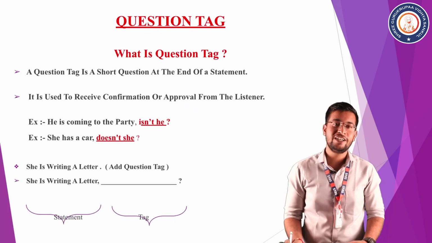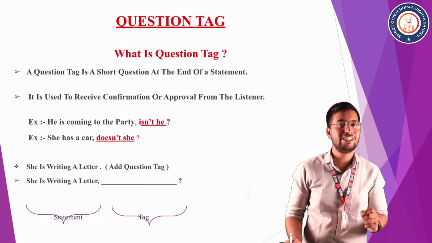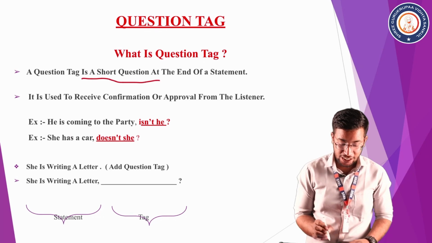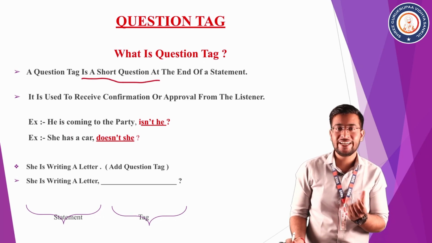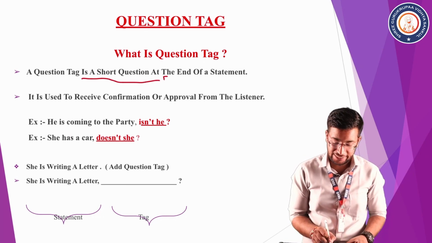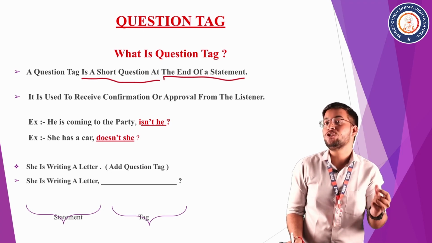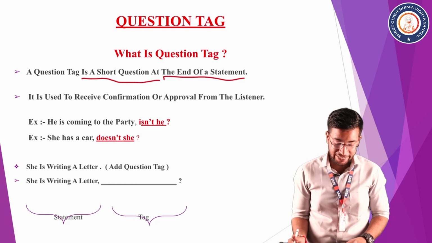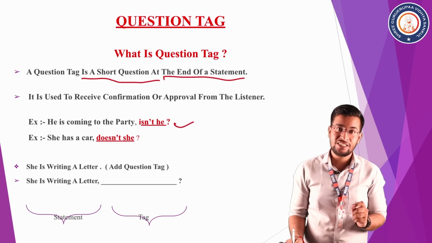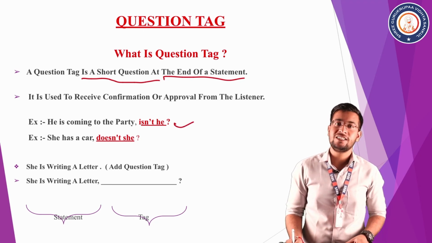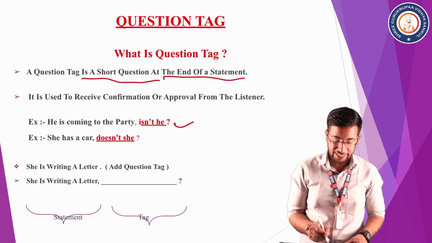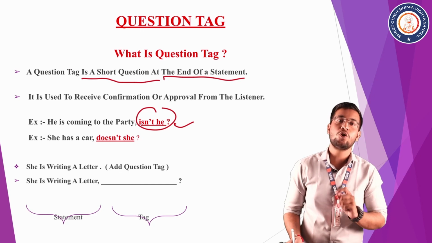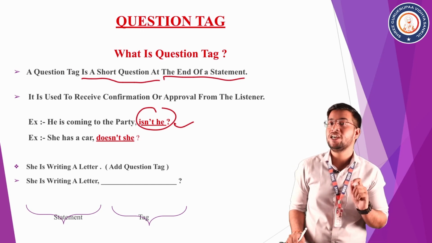Now let's first understand, dear students, what is the meaning of question tag and why do we study question tag. So question tag is a short question. क्वेश्चन टैग एक शॉर्ट क्वेश्चन होता है एट द एंड ऑफ अ स्टेटमेंट और जिसका यूज स्टेटमेंट के एंड में किया जाता है. For example, he is coming to the party, isn't he. In this statement, he is coming to the party is a statement, and if you see at the end of this statement, we have used a short question. This short question, dear students, is nothing but question tag.